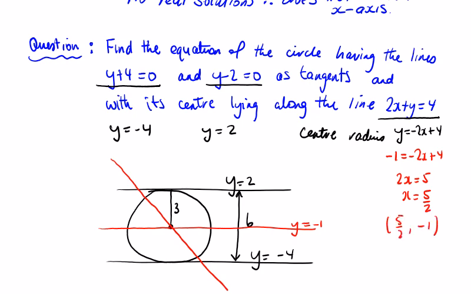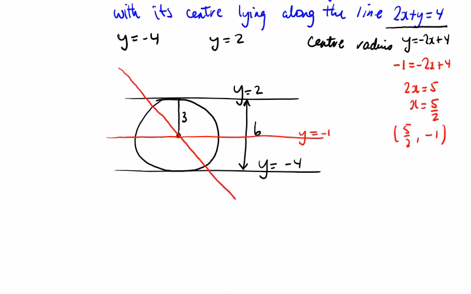So I have the center, I have the radius, I can just write the equation out. So it's x, change the sign, so minus 5 over 2 to be squared, plus y, change the sign, so y plus 1 to be squared is equal to the radius squared, and the radius is 3, so that will be equal to 9.